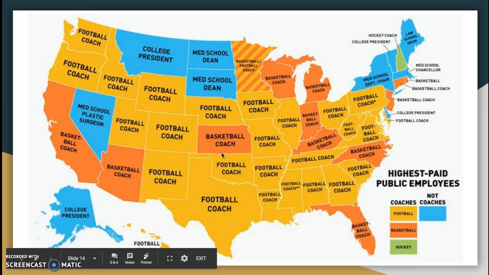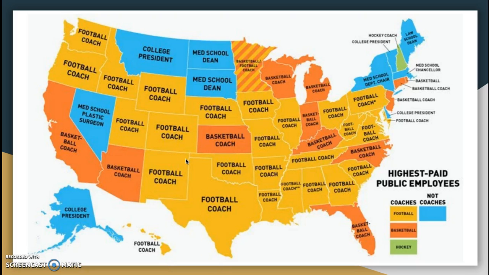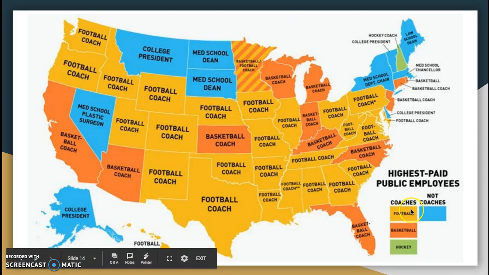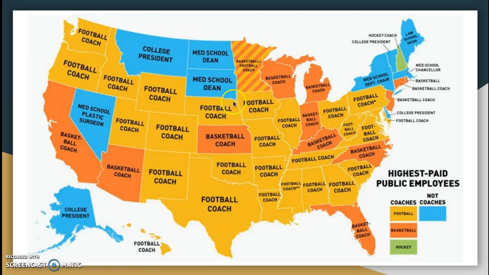I think this is another interesting one about highest paid public employees. So the theme here is the highest paid public employee in each state. And this is really interesting, in my opinion, because of the number of sports coaches that are leading the state in highest salary. In the theme, orange, dark orange, and green are all coaches. And if it's a blue state, that's a non-coach who is the highest paid. So in South Dakota, our highest paid public employee is the medical school dean.